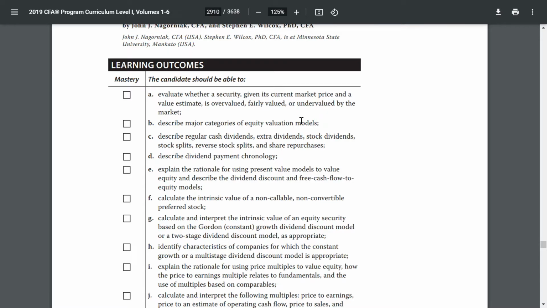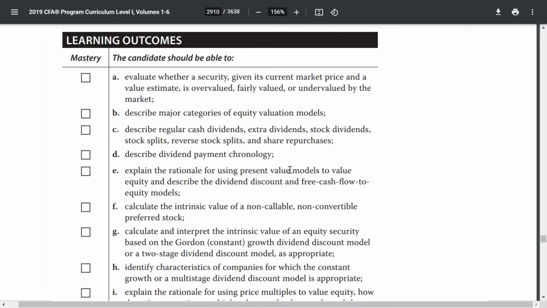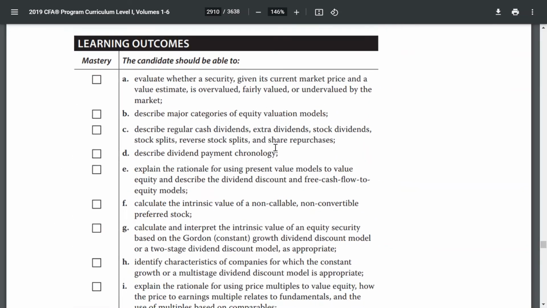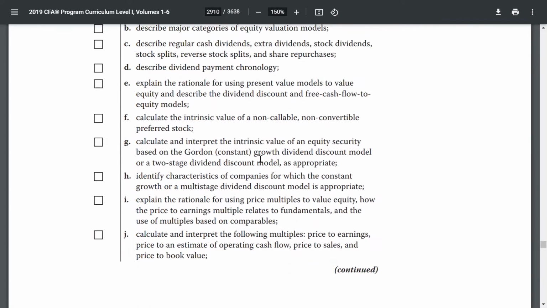Calculate and interpret the intrinsic value of an equity security based on the Gordon or constant growth dividend discount model, or the two-stage dividend discount model as appropriate. Identify characteristics of companies for which the constant growth or the multi-stage dividend discount model is appropriate.